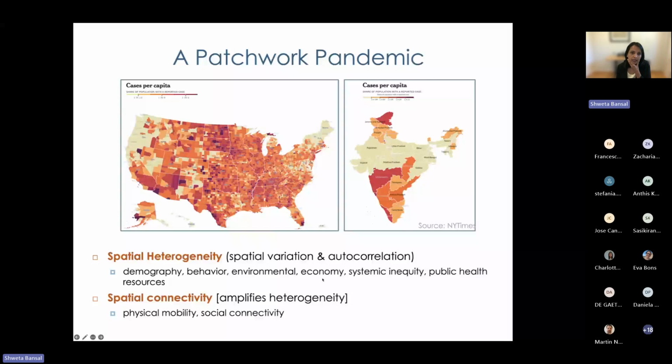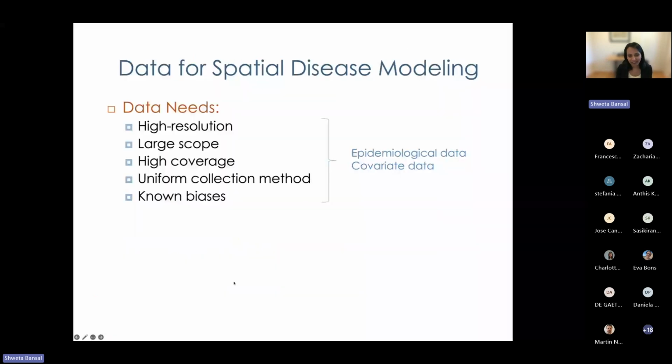And so to be able to understand such a complex problem, of course, we would want vast amounts of data, right? Our data wish list would be long, right? We would want high resolution data in a geographically and temporally specific way. We'd want it to have large geographic scope. We want it to be high coverage with large sample sizes. We'd want to know a lot about the data collection method and the known biases. And we'd want this, of course, for not just disease data, but all those covariate data underneath, whether it be behavioral, social, environmental, et cetera.